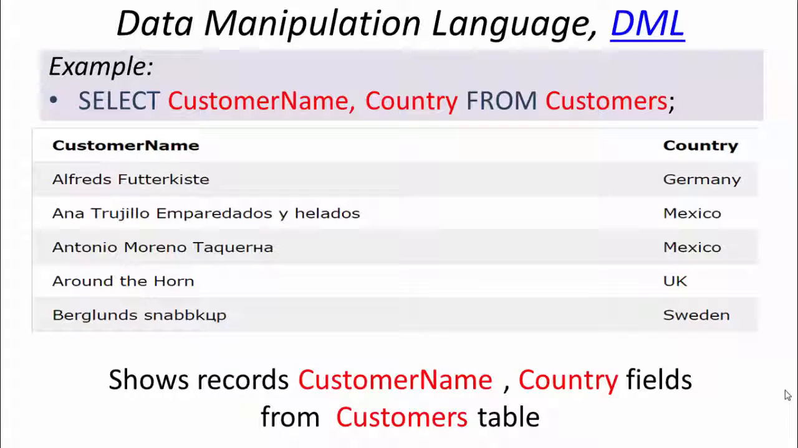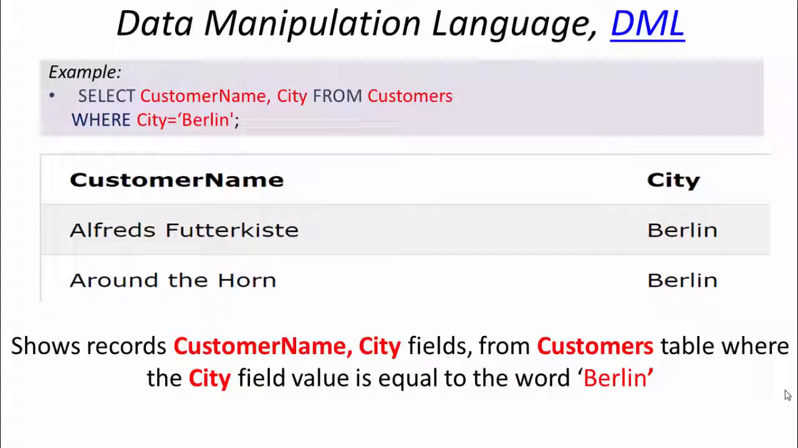Next example, select customer name and country from customers. In this example, you can see that this operator shows the customer name and country fields from the customers table, because we write select customer name and country as the field names, and from customers is the table name. Select customer name, city from customers where city equal Berlin. This operator shows the customer name and city fields from the customers table where the city field value is equal to the word Berlin.